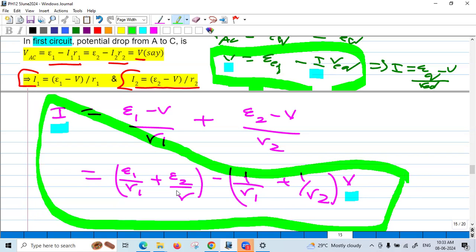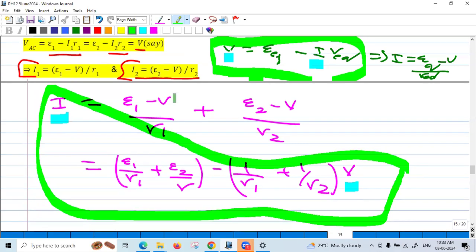So one way to make it the same is if E equivalent equals this quantity, E1 by R1 plus E2 by R2.